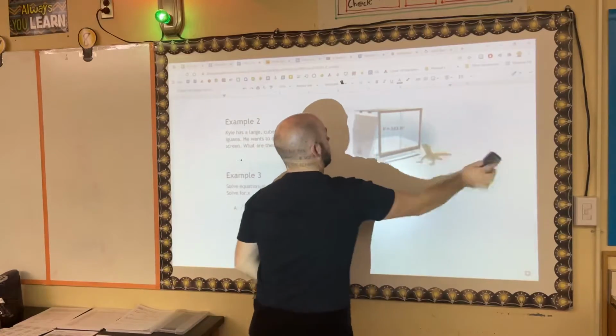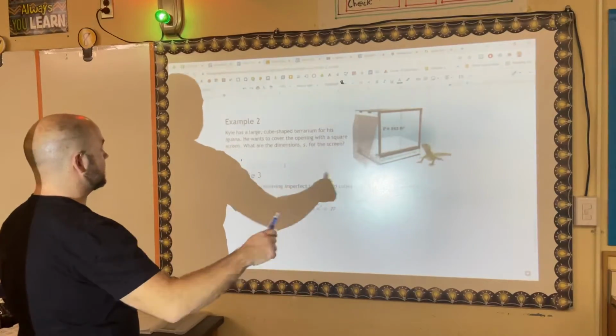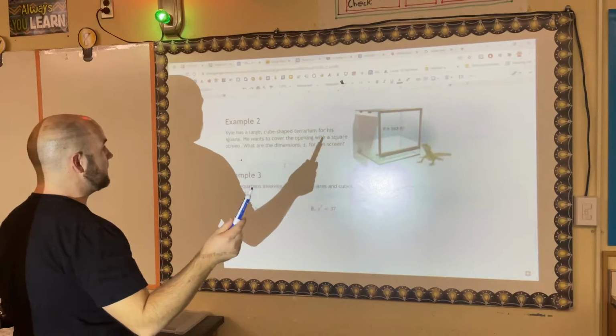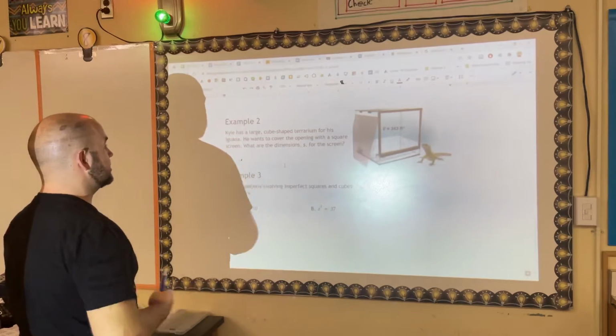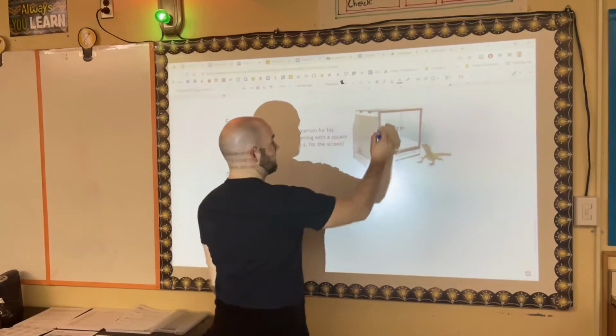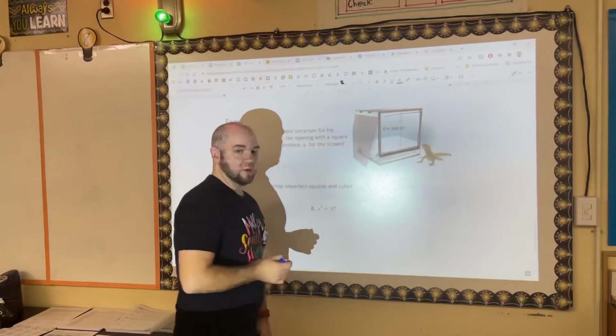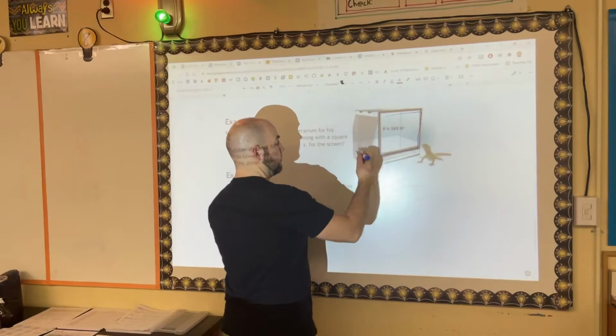Kyle. Kyle has a large cube-shaped terrarium for his iguana. He wants to cover the opening with a square screen. What are the dimensions for that screen? So here's an opening in the front. He wants to cover that with a screen mesh.